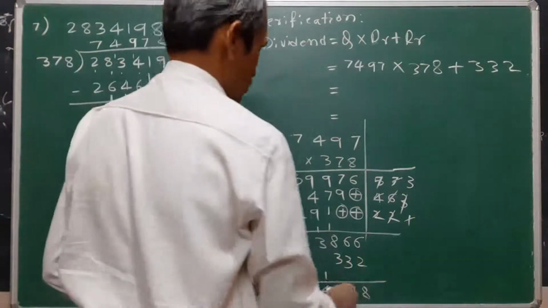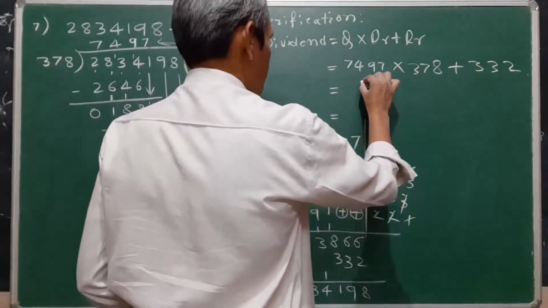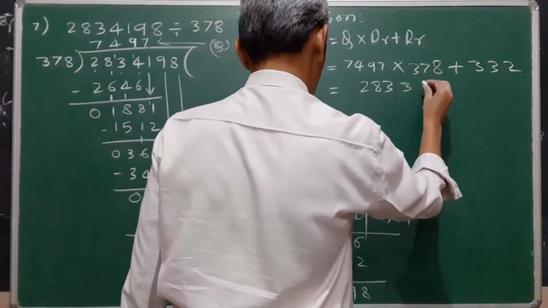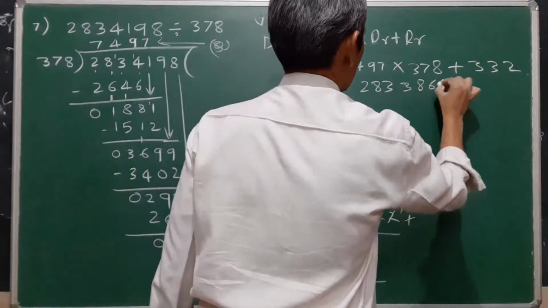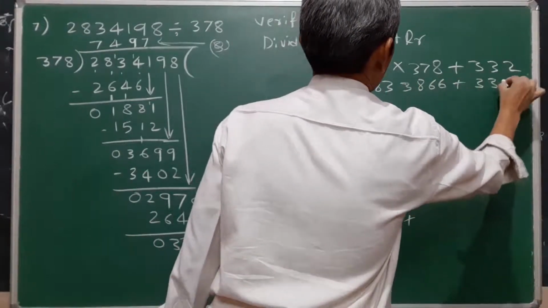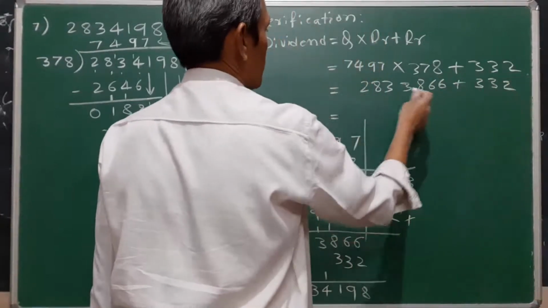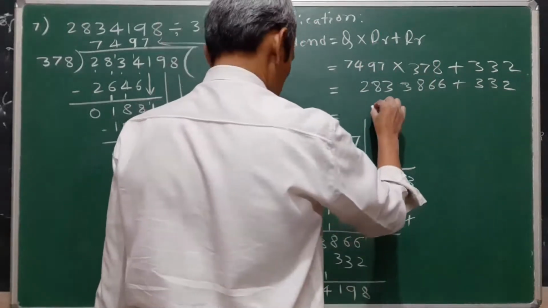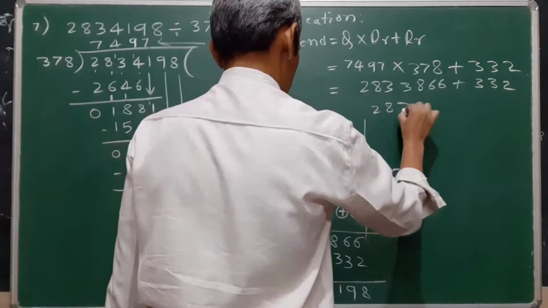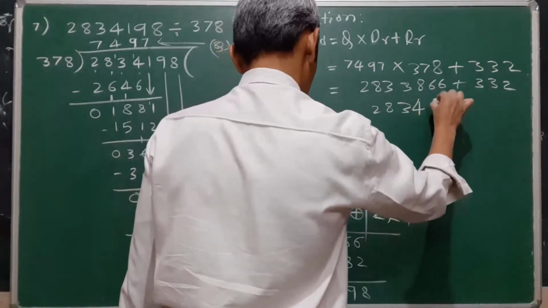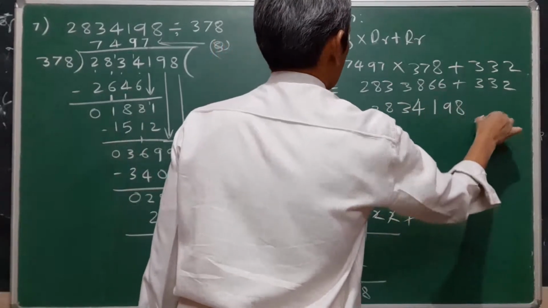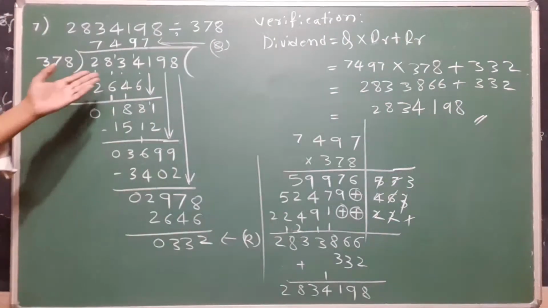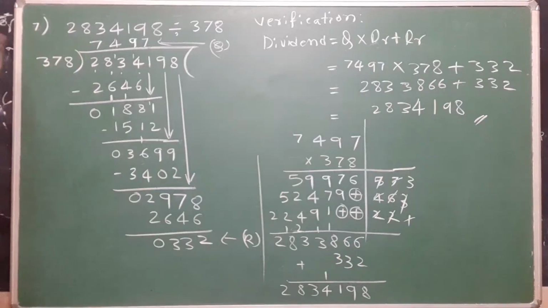So we got this one, 2834 hundred 66... 283,866. We add the 332 remainder to the product of this quotient and divisor. We will get 2834198. That is the dividend, this one. So this result is verified in this division process.